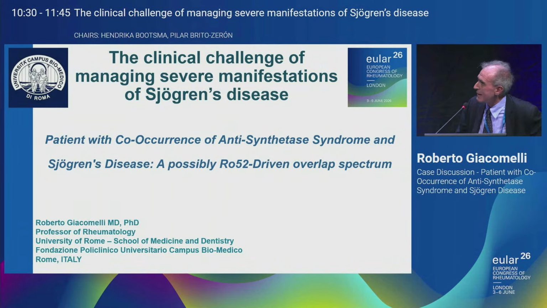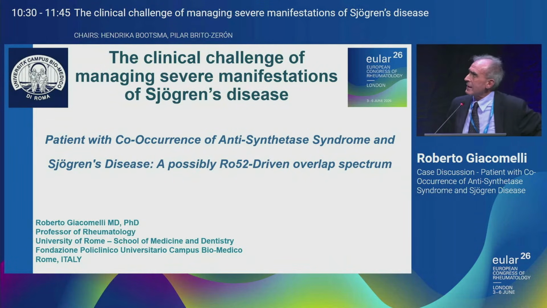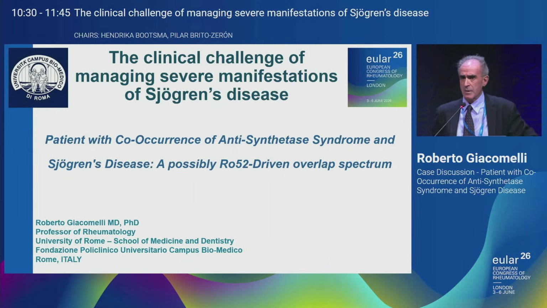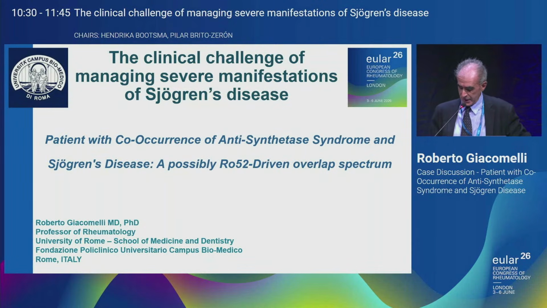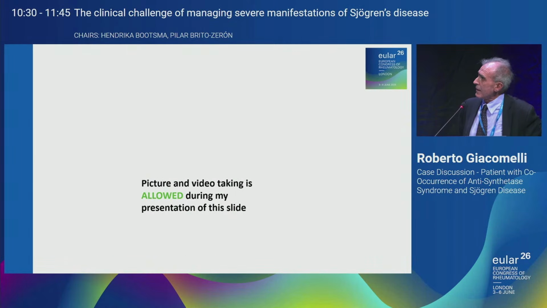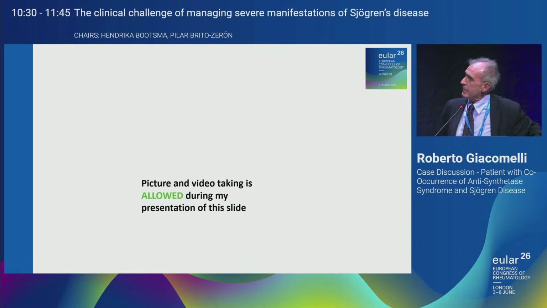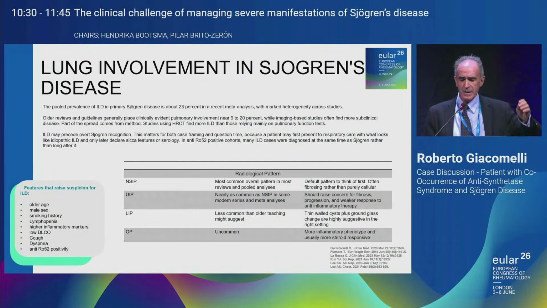Thank you very much for your kind introduction, and thank you to all the people attending the meeting. This is a session devoted to difficult to manage cases in Sjögren. As you saw before, we spoke about multiple lymphoma and lymphoma in general, and interstitial lung disease, which is a very great problem for many patients. The pictures and videos are allowed, and this is my disclosure of interest.